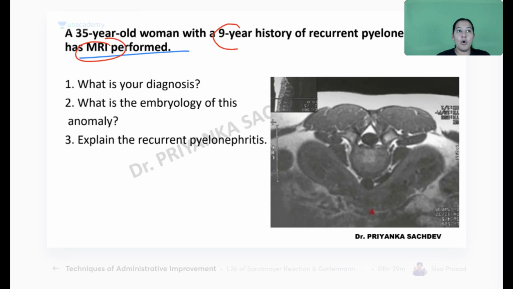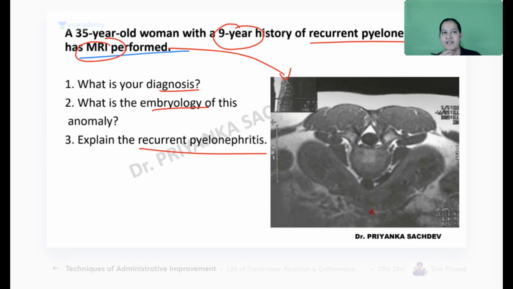A 9-year-old boy having recurrent pyelonephritis, no other complaint. He is otherwise healthy, with recurrent infection, recurrent pyelonephritis. So MRI is done. This is the MRI. What is your diagnosis? What is the embryology of this diagnosis? And explain why he is having recurrent pyelonephritis. Can you see the image? Let me zoom the image for you.